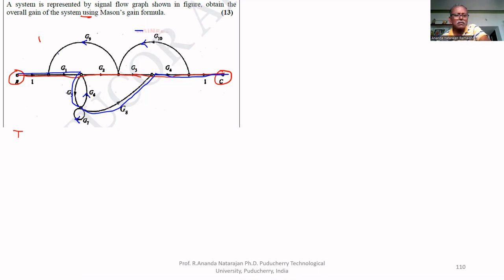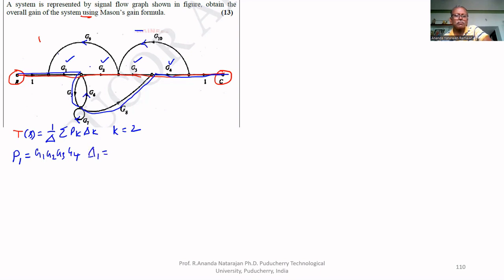Now let us write the Mason's gain formula. P of S equal to 1 by delta sigma Pk delta K. Two forward paths, therefore K equal to 2. P1 equal to first forward path, gain products of first forward path: G1, G2, G3, G4. That's all.